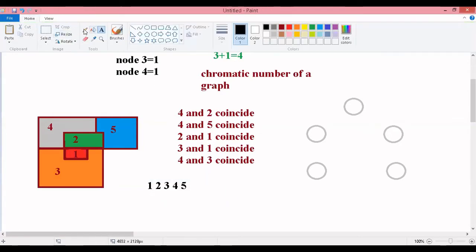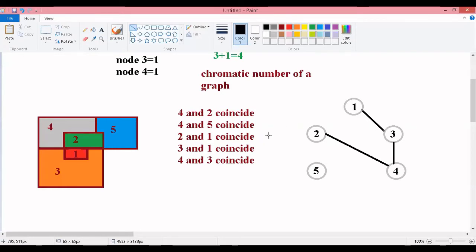Then what I do, I number the nodes: 1, 2, 3, 4, and 5. Now since 4 and 2 are coinciding, I will draw an edge. Same way, 4 and 3 are coinciding, so I draw an edge. Same way, I do 3 and 1, yes, 3 and 1 I will draw.